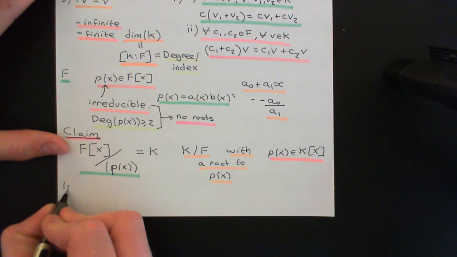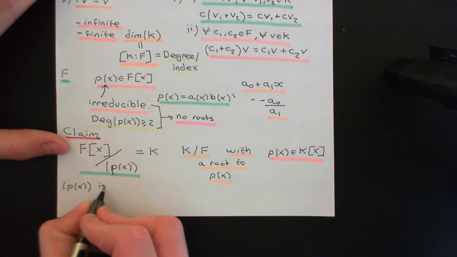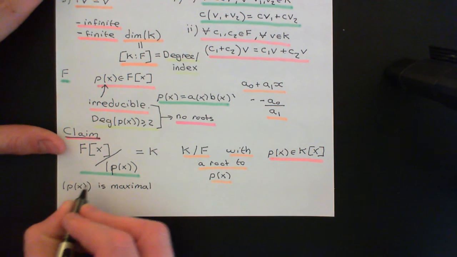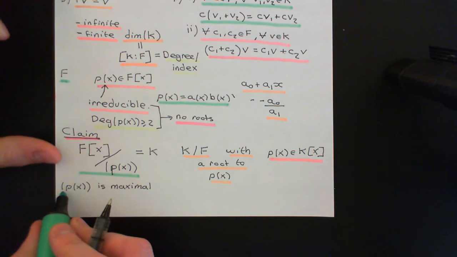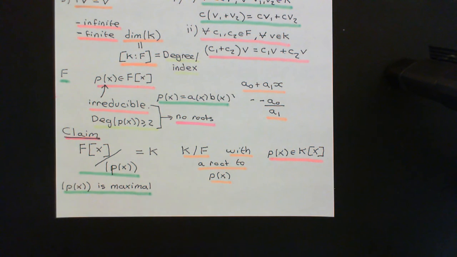Okay, so the first thing I want to show you then is that the principal ideal generated by this polynomial P of x is maximal, and the reason is that the polynomial p of x is irreducible in the ring of polynomials over the field capital F, and the ring of polynomials over the field capital F is a principal ideal domain. Okay, so how are we going to prove this then?